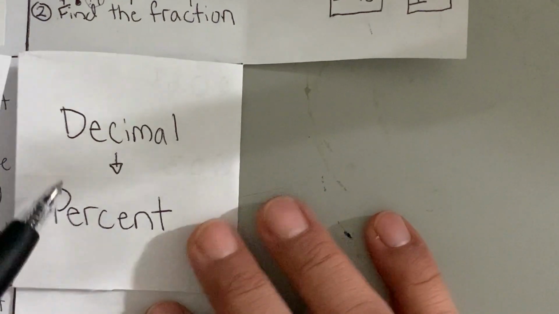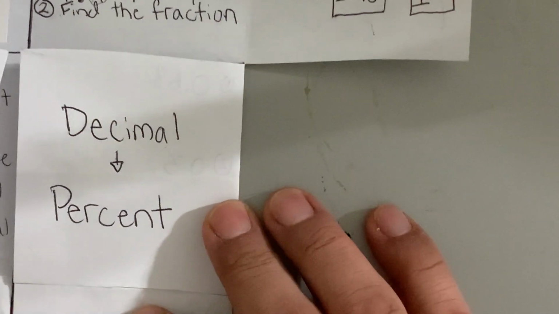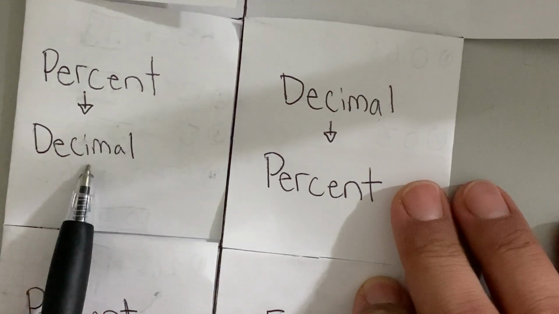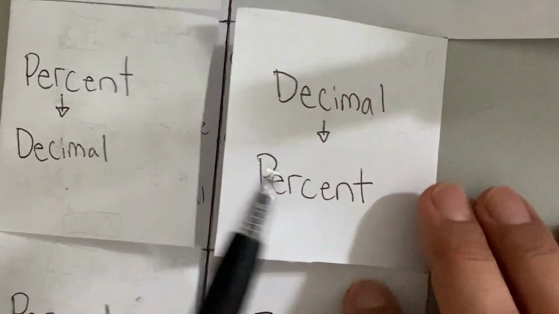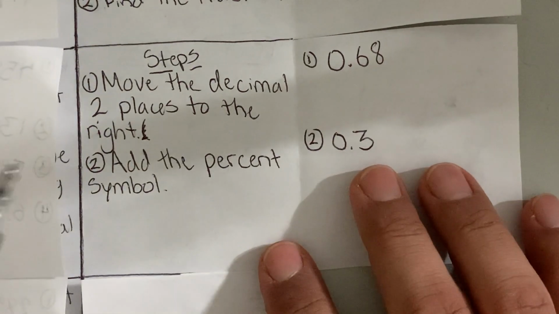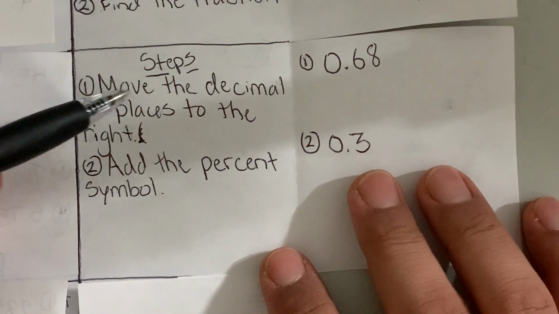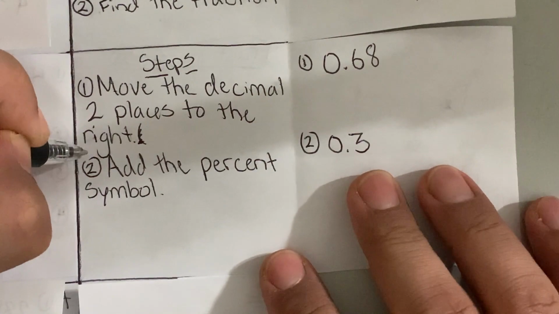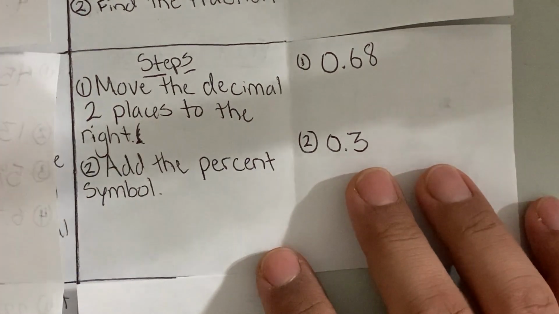Now I want to go opposite. So I have a decimal. See how in this one we wanted to go from a percent to a decimal. Now we want to go from a decimal to a percent. So we're going to do the opposite. Now we're going to move the decimal 2 places to the right, and then we're going to add the percent symbol.